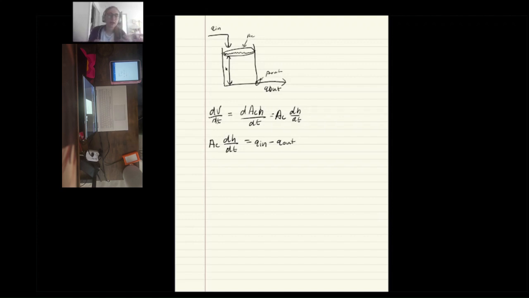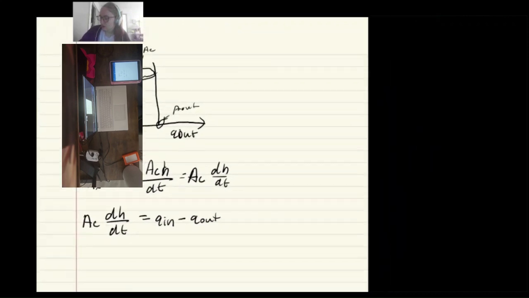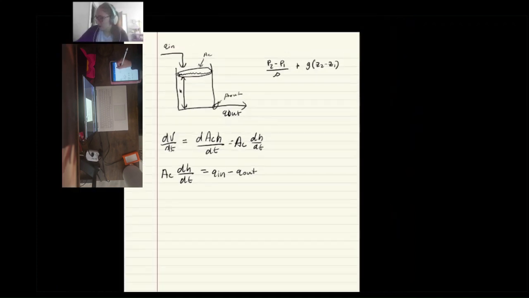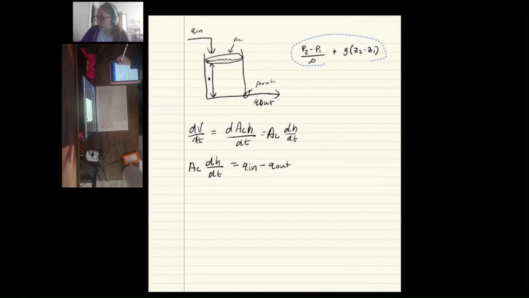So what we could use is Bernoulli's equation. Bernoulli's equation is (P2 minus P1) over our density, plus gravity times (Z2 minus Z1), and then we're going to add this with (V2 squared minus V1 squared) over 2, right? I'm going to make that smaller to fit everything. So this is Bernoulli's equation, and this equals 0.